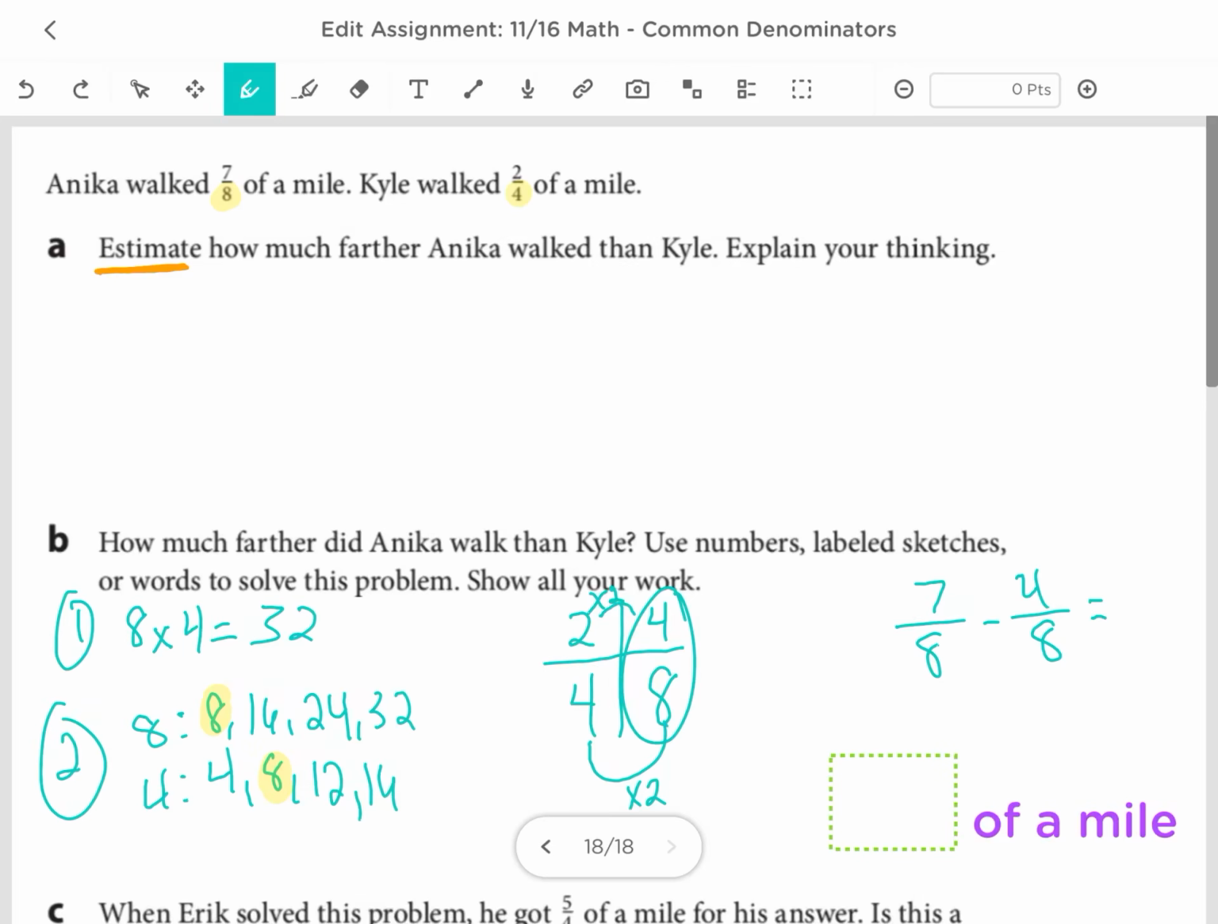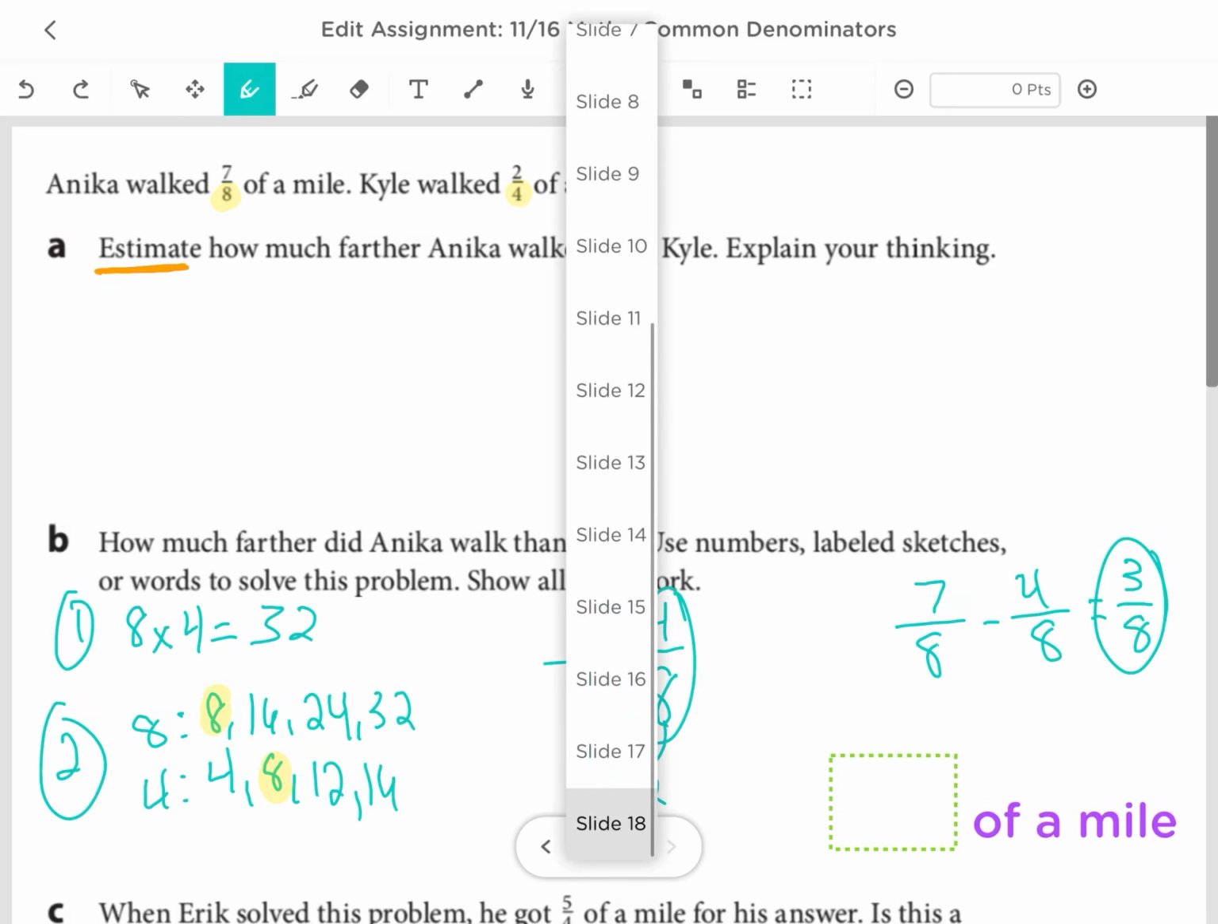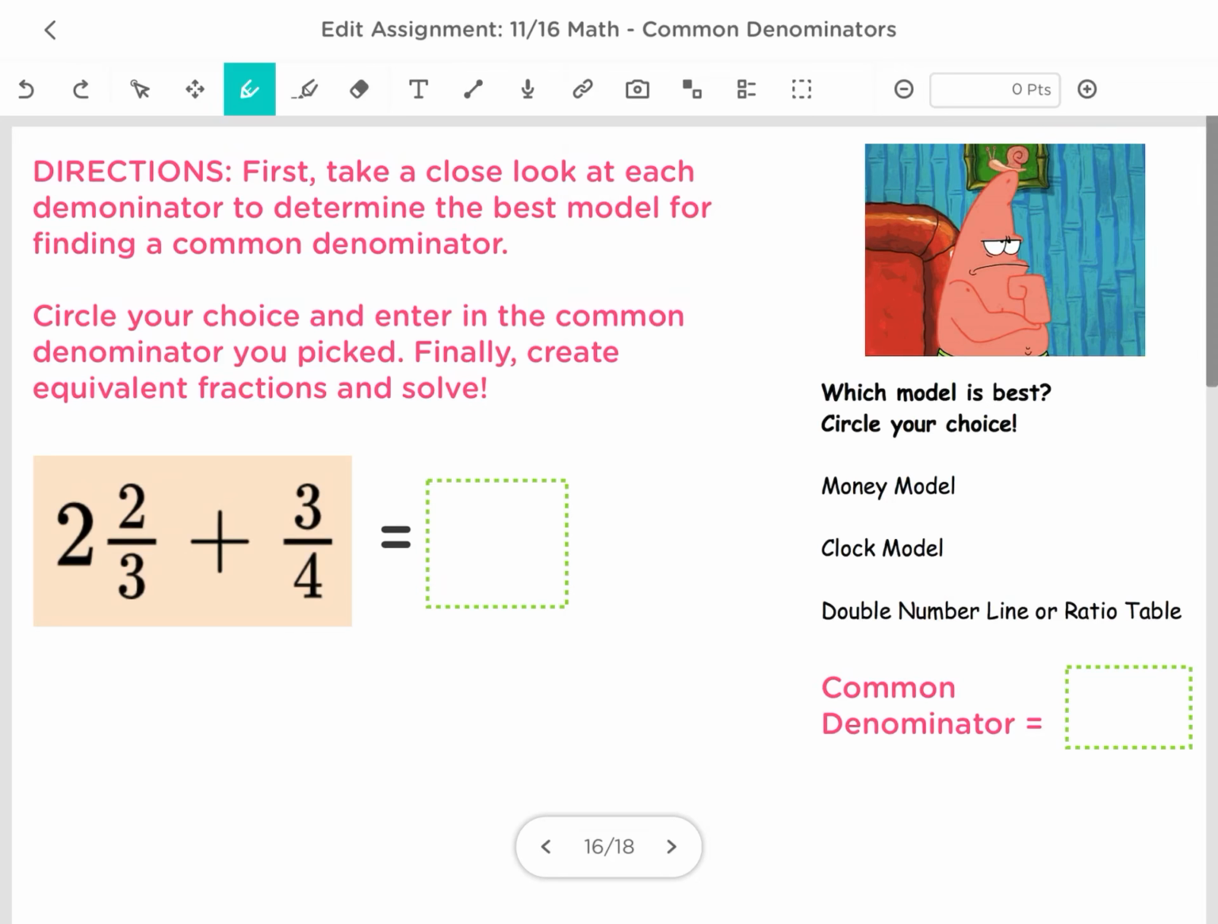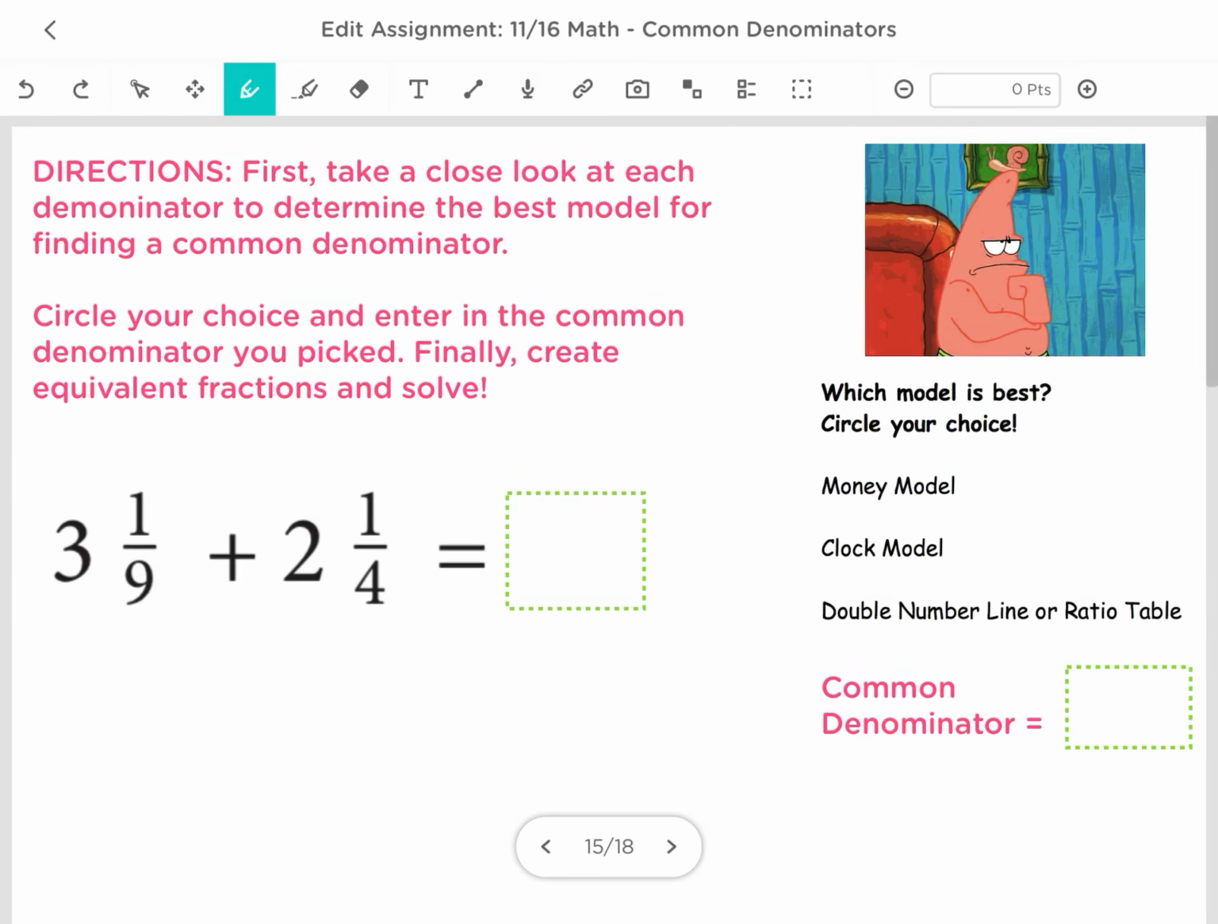Now I can subtract. 7 minus 4 is 3. My denominator stays the same. I get 3/8 of a mile. Let's take a look at another problem. So let's go to, boom, here we go.